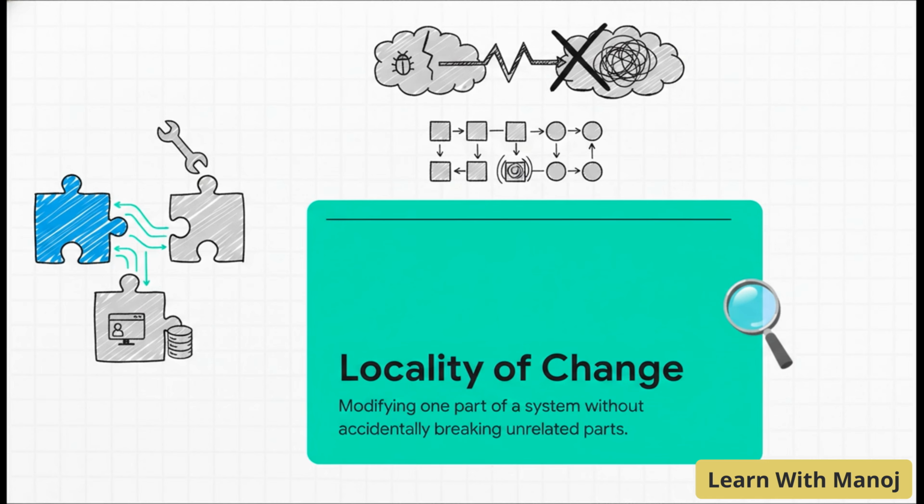Have you ever fixed a minor bug in the user interface, only to somehow completely break the database connection? Yeah, that is a massive failure of locality. By keeping our concerns strictly separated and making sure our modules are focused, we ensure that changes stay contained. When you tweak a single feature, the ripples absolutely shouldn't capsize a distant part of the system. Keeping change local is what keeps change cheap.